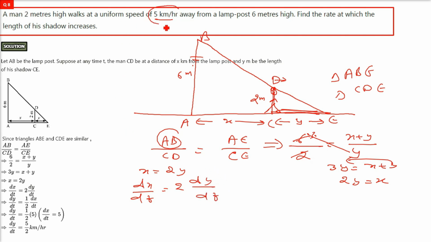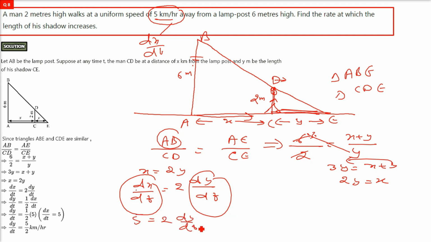Alright. So dx by dt, because the distance of the man from the lamp we have taken as x. So we are going to write 5 for dx by dt, and dy by dt is what is to be computed, which is the rate at which the length of his shadow increases or decreases. So dy by dt, just put it here, dx by dt is 5, dy by dt is 5 by 2, which is 2.5 km an hour. Please remember, in these types of questions the units are very important. If you don't write the unit, then marks will be deducted. It will be 2.5 km an hour.